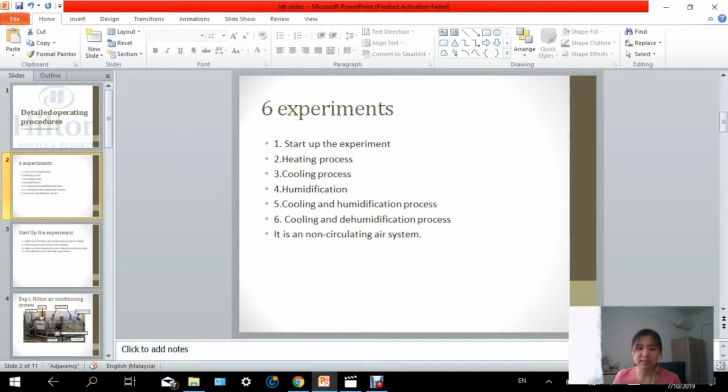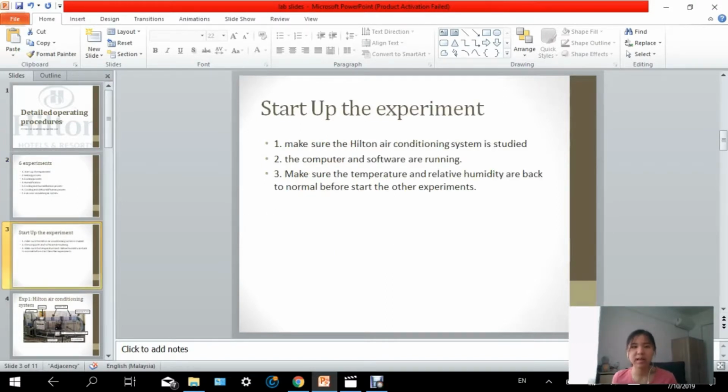The fifth and the sixth experiments are the comparison experiments. We compare cooling and humidification, and cooling and dehumidification processes. All these 6 experiments are non-circulating air systems, meaning that we will not circulate the air, we will always use fresh air. So now we start the experiment.